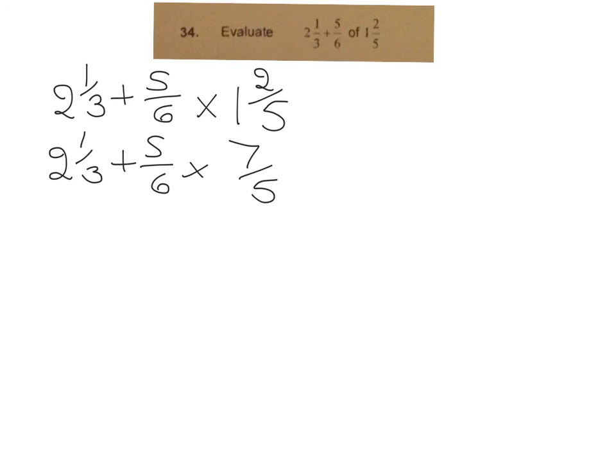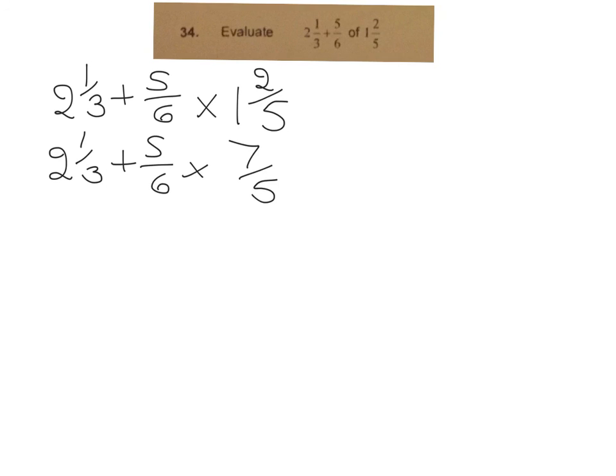Question 34. 2 1/3 plus 5/6 of 1 2/5. The word "of" can be replaced by a multiply sign. So this is really a BODMAS question. So we're going to do our multiplication first, as according to order of operations, the multiply must be done first. So this is what we're going to do first. So again, we need to change the 1 2/5 into an improper fraction before we do anything else. So 1 2/5 becomes 7/5.